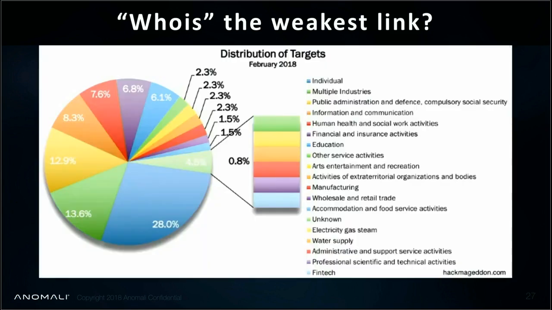So this is literally from Hackmageddon, sorry, that talks about the distribution of targets. I think this is from February this year. But as you can see, individuals are still highly targeted, one of the highest targeted elements in determining these percentage of attacks. You have different industries like electricity, education, and IT systems, but it's individuals that are still the highest targeted based on their findings from this year.